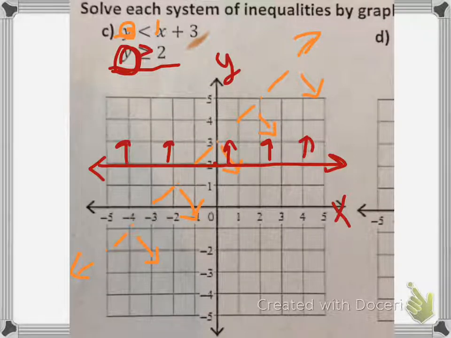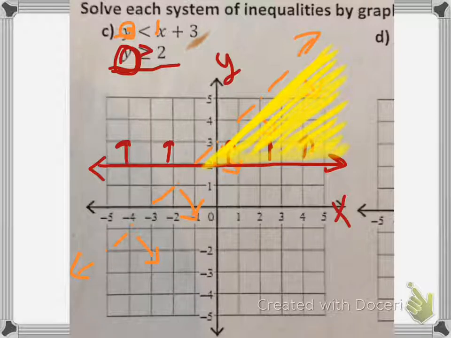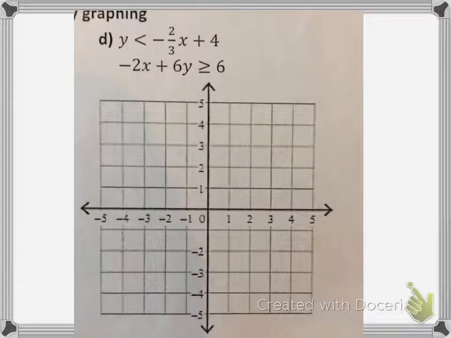Now if you look at this, you should be able to fairly easily see the overlap, where we would be shading both lines. You can see that inside this area right here is where the overlap is. So my solution would be that kind of triangular piece over there. All right, let's go on to the next one.